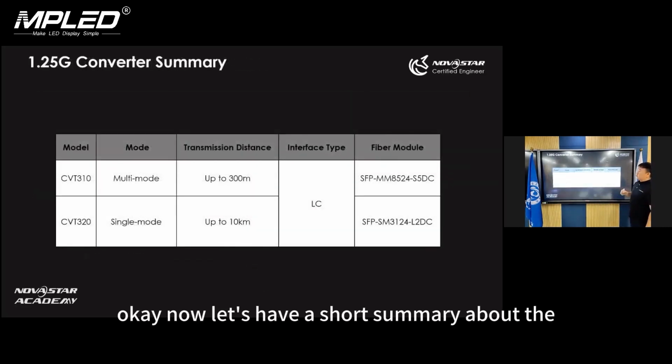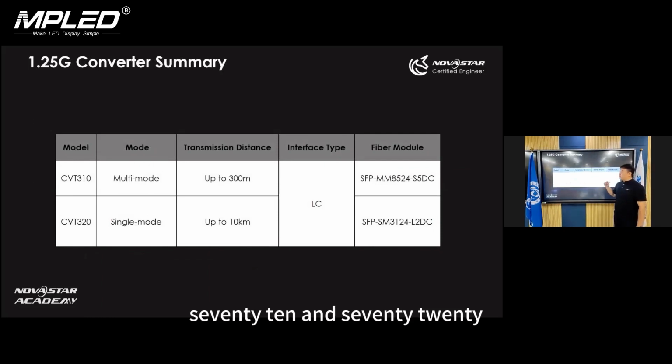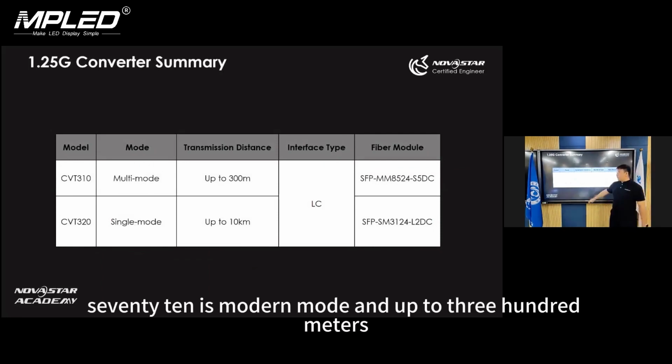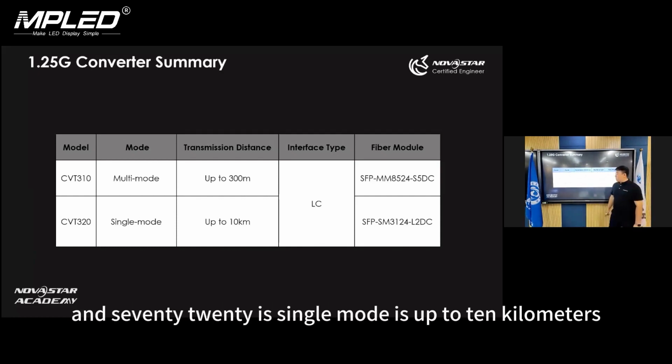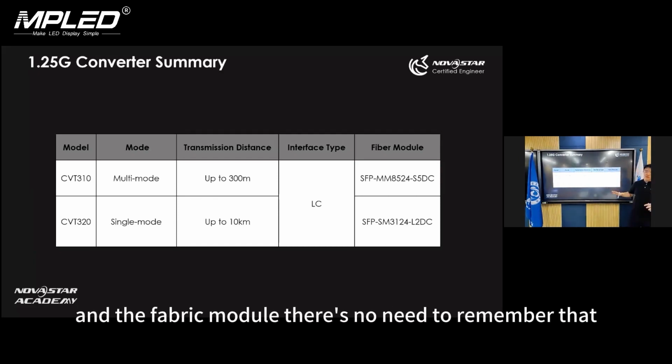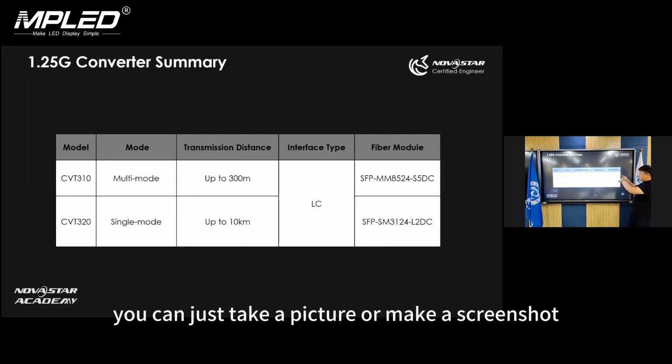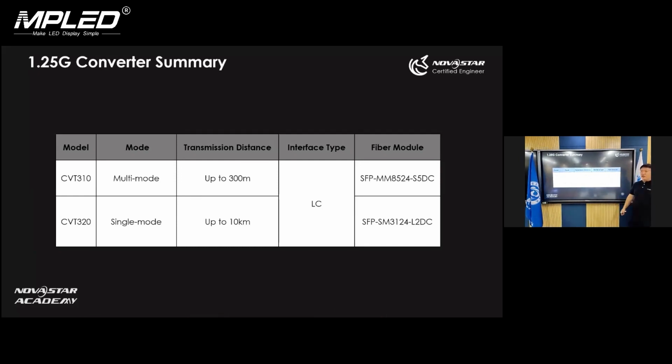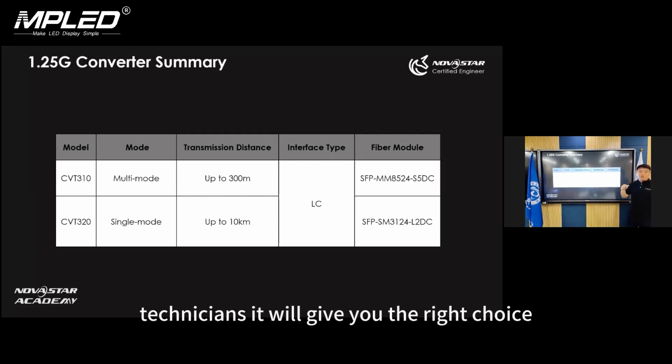Okay, now let's have a short summary about the CVT10 and CVT20. CVT10 is multi-mode and up to 300 meters. And CVT20 is single mode, up to 10 kilometers. The interface type is all LC. As for the fiber module, there's no need to remember that. You can just take a picture or make a screenshot. And if you have this kind of requirement, you can just ask our technicians. They will give you the right choice.